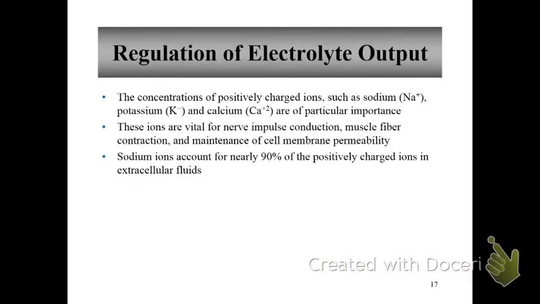Okay, so this slide says the concentration of positively charged ions, such as sodium and potassium and calcium, are of particular importance. And so aldosterone just regulates that. Because of aldosterone, we can conserve the sodium and excrete potassium. So sodium and potassium are always, if one's excreted, the other one is conserved. And then sodium ions account for nearly 90% of the charged particles in your body. So most of what you have in your body is sodium.